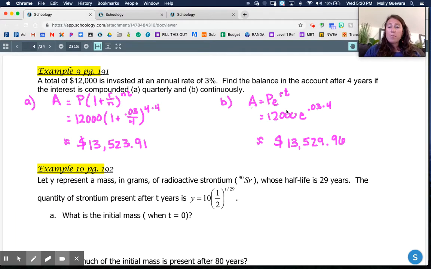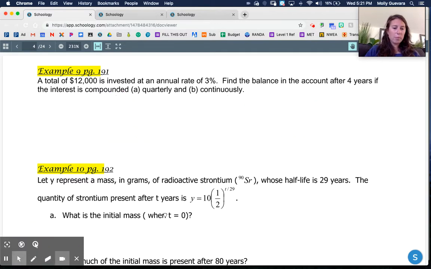Then for B, I'm using the second equation because it's compounded continuously, so nonstop, it just keeps compounding. So here my P was 12,000, here's my e, and then my r is still 0.03, and my t is 4. And I do that, and I get about $13,529.96. So only about a $6 difference between the two. If you have questions on those examples, let me know. Hopefully, like I said, they look familiar, and we're feeling pretty confident there. Let's do our last couple examples, and then we'll look at the mixed review.